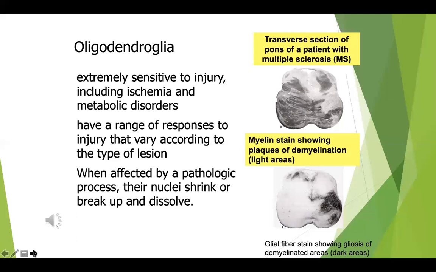So on glial fiber stain, the one down there, that is a glial fiber stain, it shows gliosis or proliferation of the glia in the previously light stained areas above. So this shows us that there is proliferation of the glial cells in these areas wherein you have demyelination.